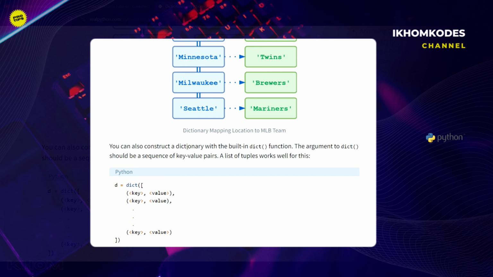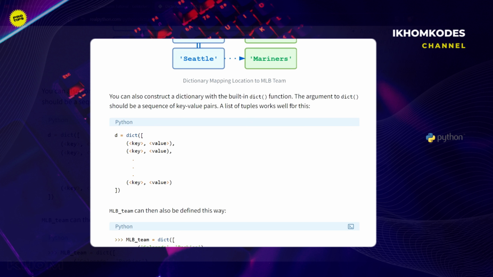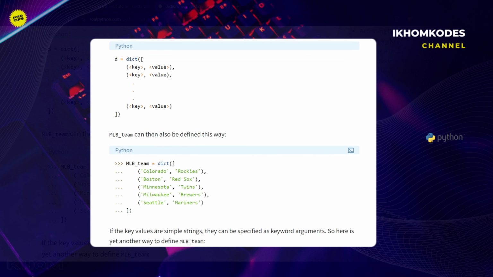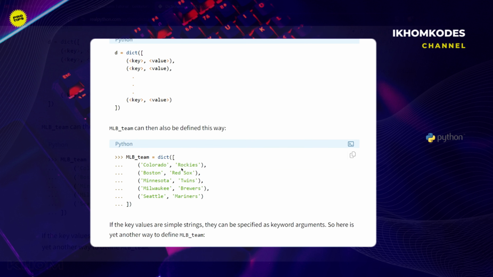You can also construct a dictionary with the built-in dict function. The argument to dict should be a sequence of key-value pairs, right? A list of tuples works well for this. For example, D is equal to dict and we have key-value pairs here, and similarly MLB team can also be defined this way. MLB team is equal to dict of Colorado Rockies, Boston Red Sox, Minnesota Twins, Milwaukee Brewers, Seattle Mariners, and so on.